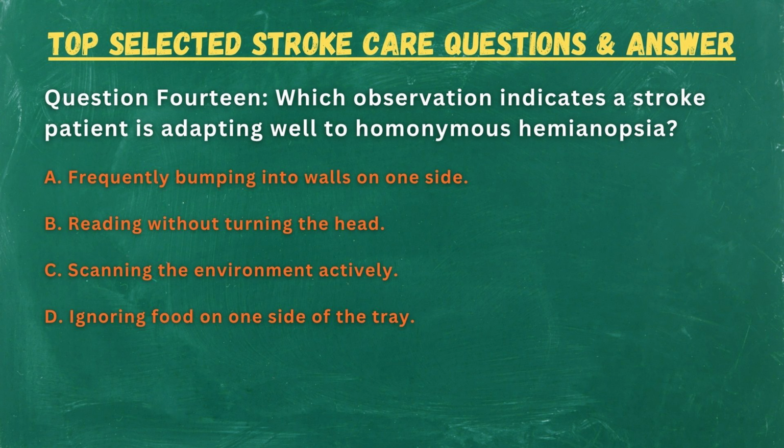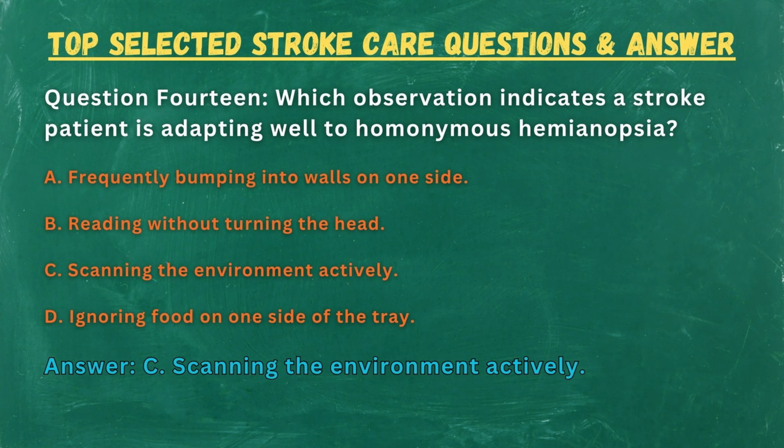Question 14. Which observation indicates a stroke patient is adapting well to homonymous hemianopsia? A. Frequently bumping into walls on one side. B. Reading without turning the head. C. Scanning the environment actively. D. Ignoring food on one side of the tray. Answer: C. Scanning the environment actively.